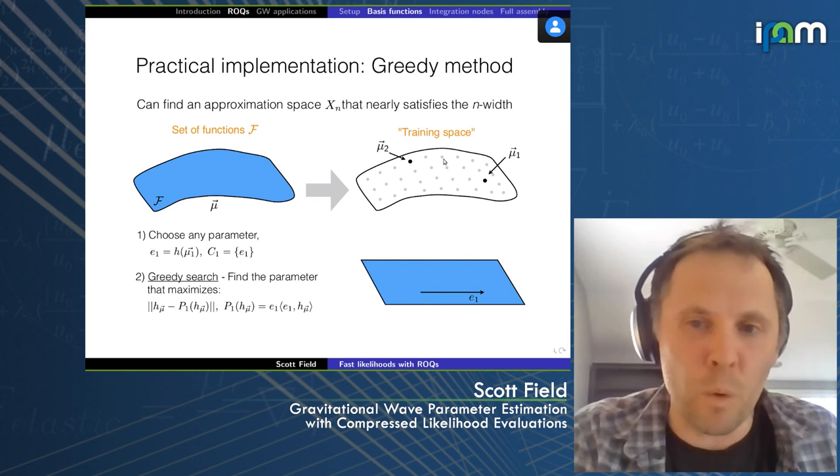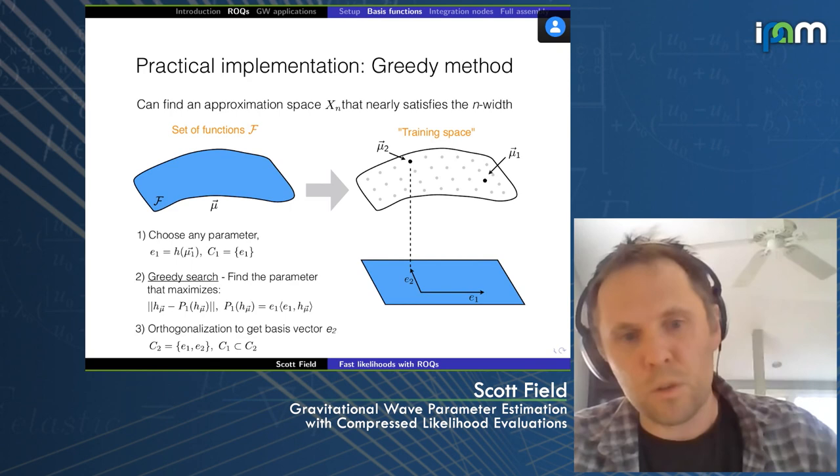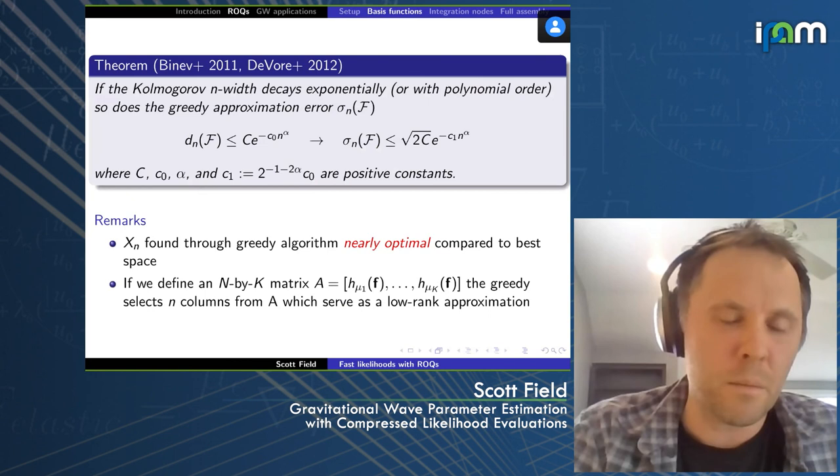There's some worse one in the training set, and we pick that one to be the next basis function, and now we have a two-dimensional space. So this is a very simple procedure. It's just marching through the training set and hierarchically building up your approximation space. But it has some powerful theory behind it.